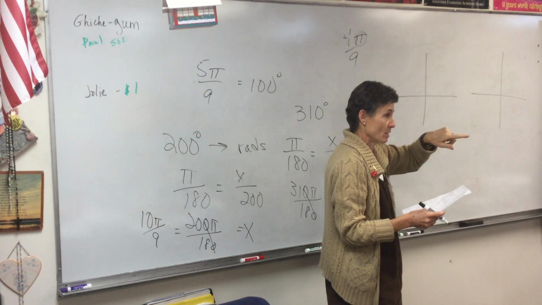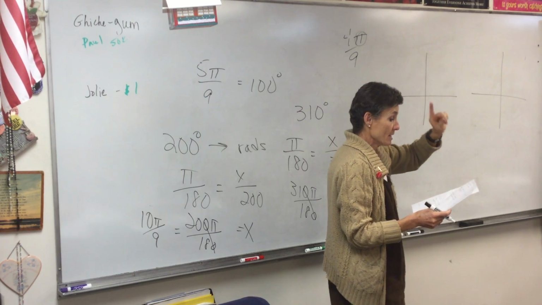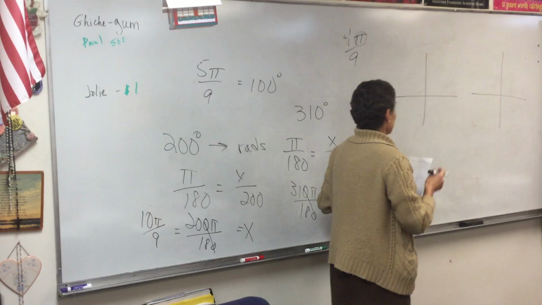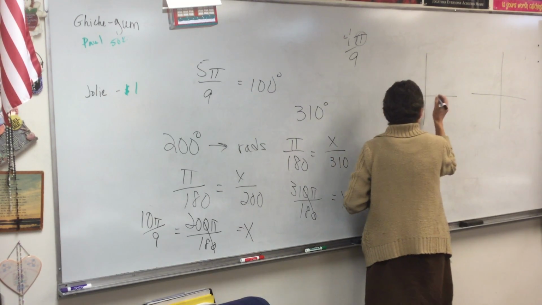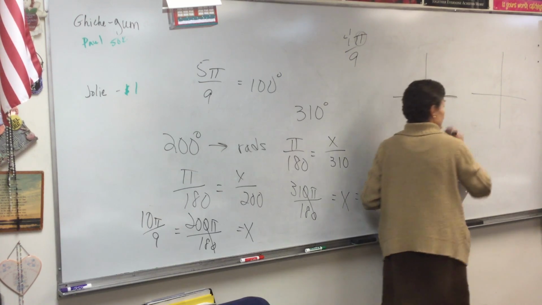Who remembers what that means? Did we talk about that? We didn't talk about standard position? Okay, good. We'll do it right now. When we draw an angle in standard position, it means that you start on the positive x-axis.